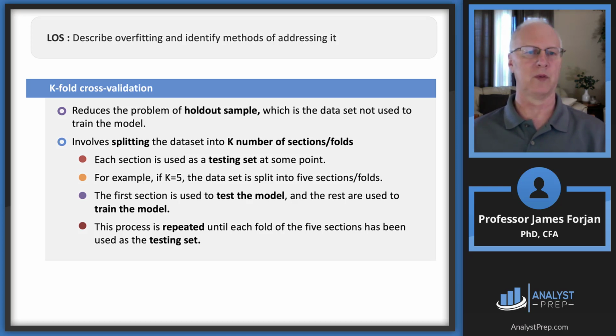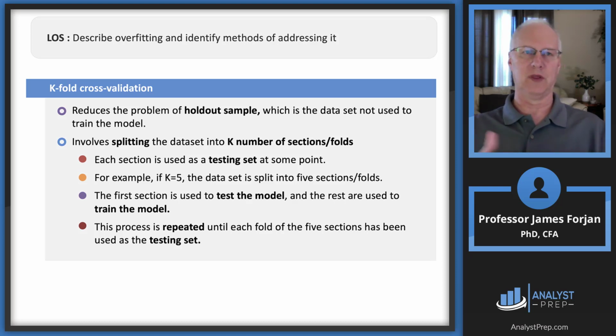Look at that first purple circle point. It reduces the problem of the holdout sample, which is the data set not used to train the model. So what we're going to do is split the data set into K folds or K sections, right? And each section is used as a testing point.